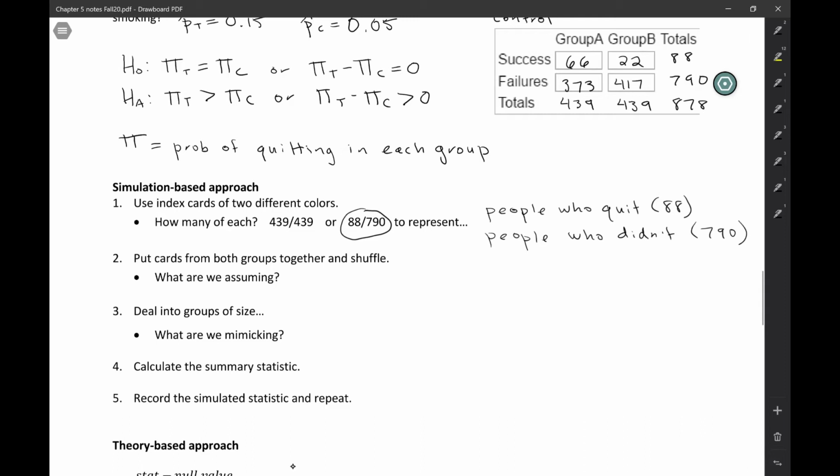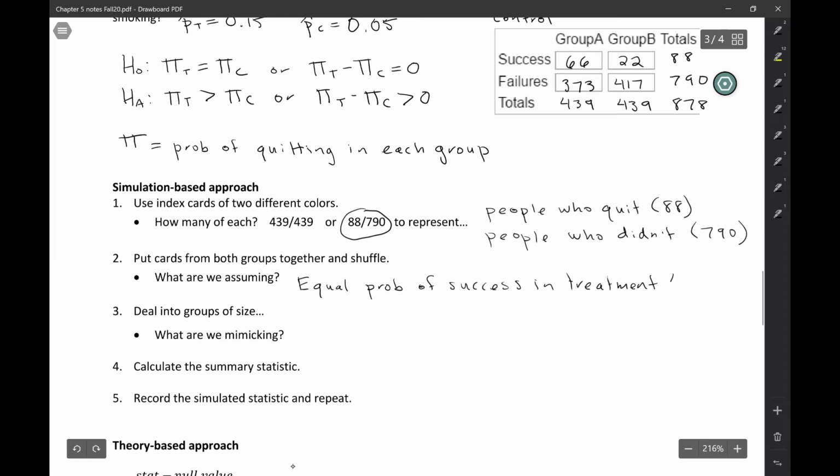Then we're putting all the cards together and shuffling them. We're not labeling them treatment or control. And so what we're doing at that point is assuming that we have the same probability of success, the equal probability of success in the two groups. So in the treatment and control groups. And that's our null hypothesis, right? We're assuming that the null hypothesis is true and that there's really no difference between these groups.